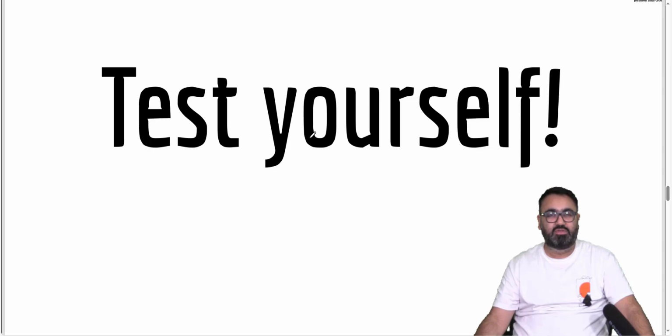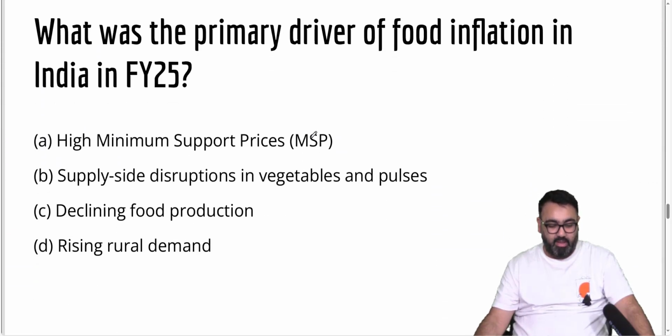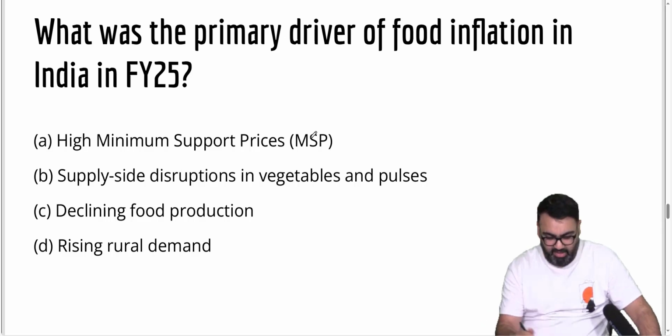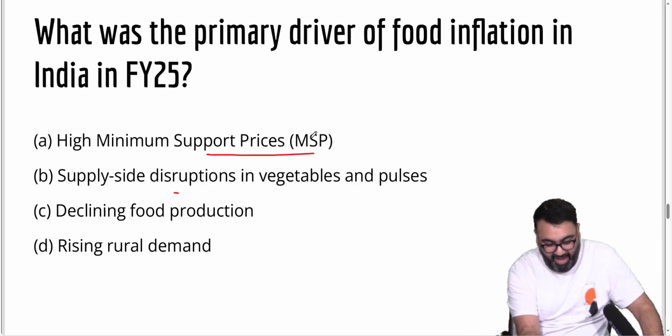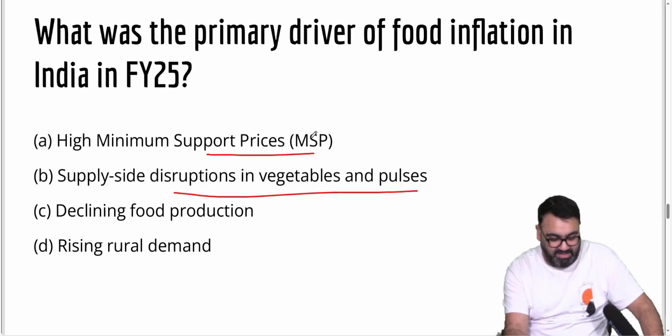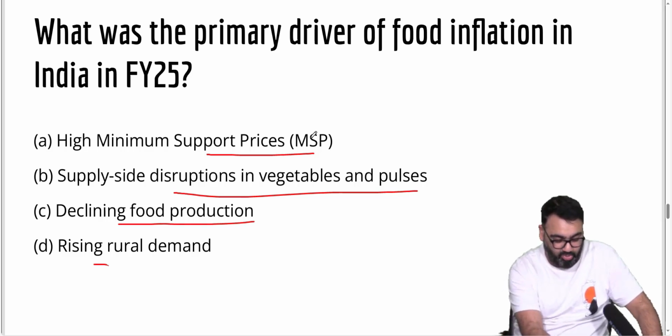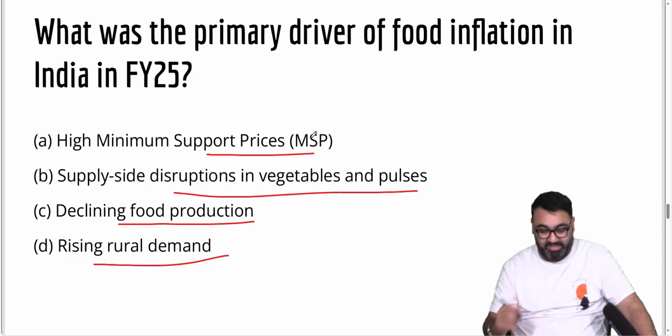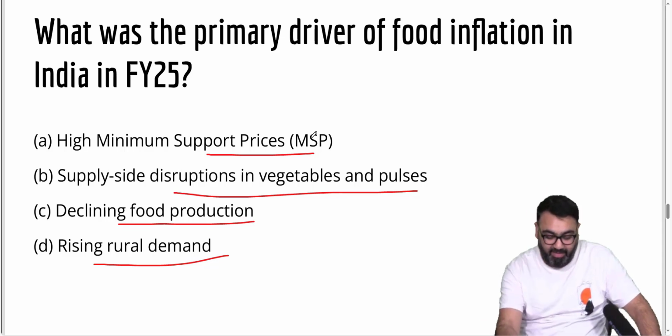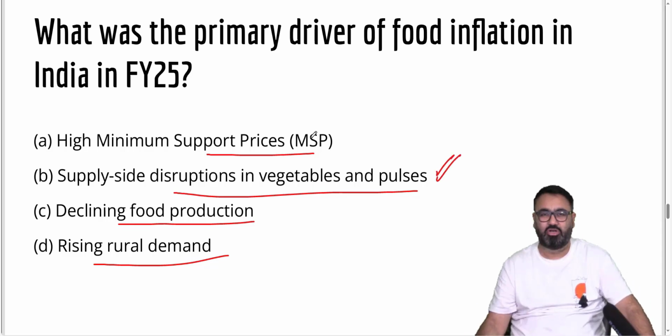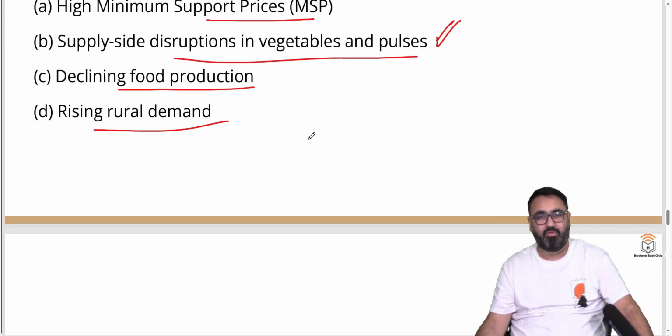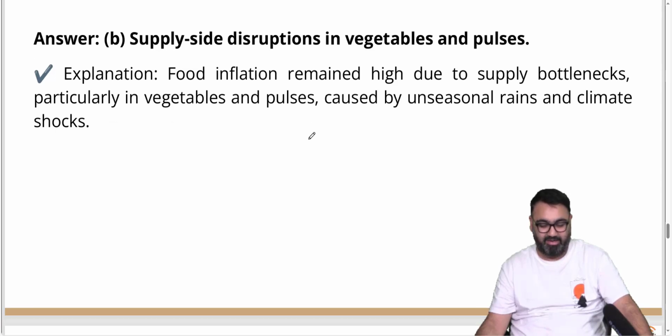As always, I have a quiz for you from this chapter as well. Let's see how much did you digest. First, what was the primary driver of food inflation in India in FY25? High MSP, supply chain disruption, vegetable and pulses, declining food production, or rising rural demand. What was the reason behind food inflation? We discussed it was supply chain disruption because of extreme weather events, because of which we did not have a stable output for vegetables, fruits, pulses, etc.